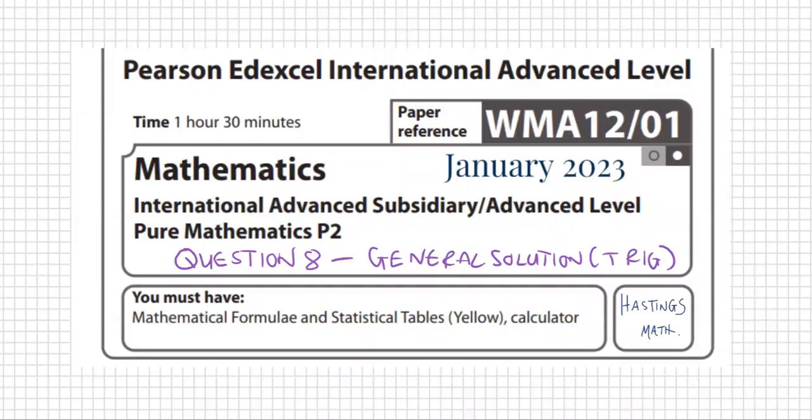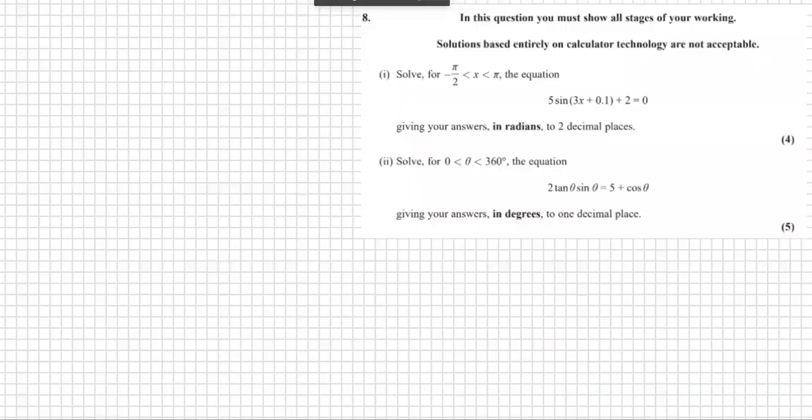This is the Pearson Edexcel IAL Mathematics P2, Pure Math 2. We're going to be looking at question 8 in this video, general solution of trig equations of trigonometry. Question 8, just instructions: show all stages of working. Solutions that aren't based on some sort of calculator work won't be acceptable.